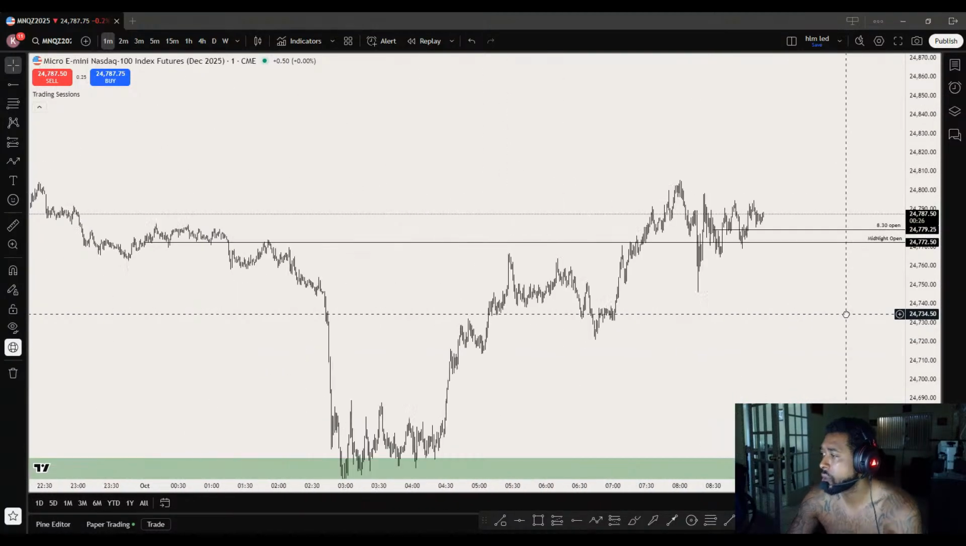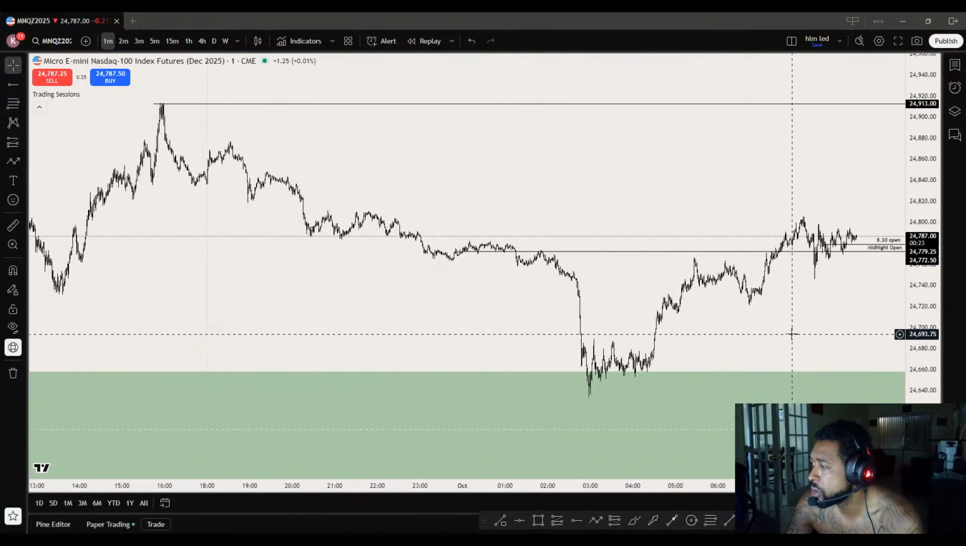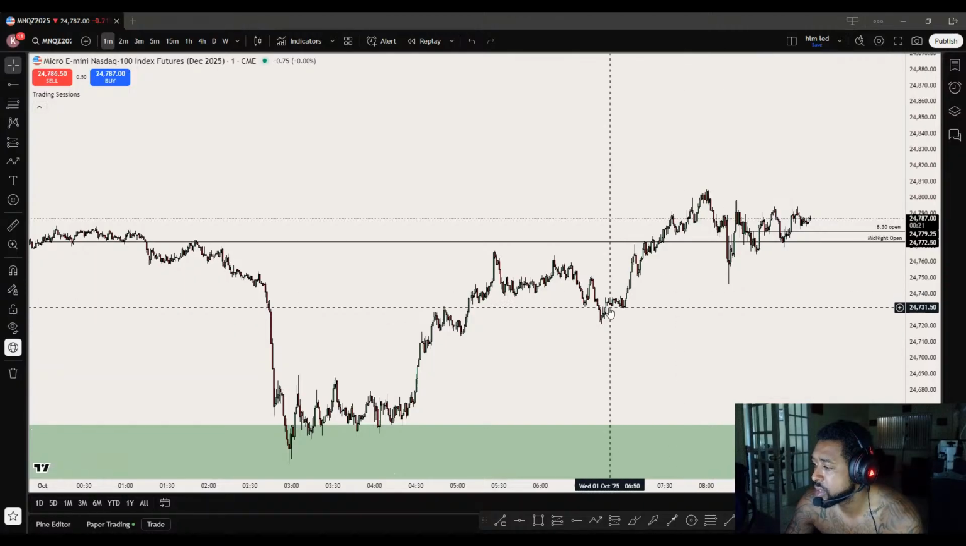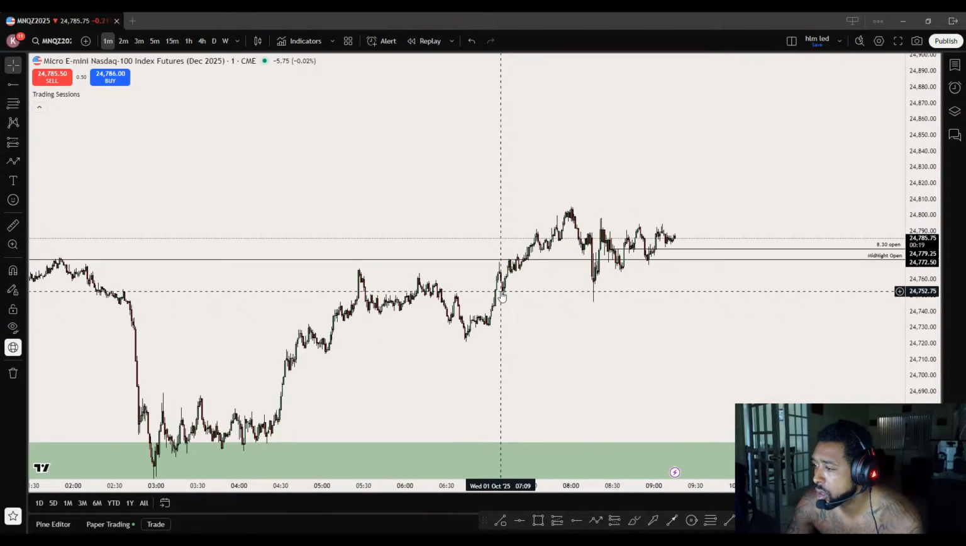All right, so we got all of our opening prices. We got the 8:30 open. We got our new day's opening gap. We got our inefficiencies. Now they look for 7 o'clock, and let's find this 7 o'clock low.